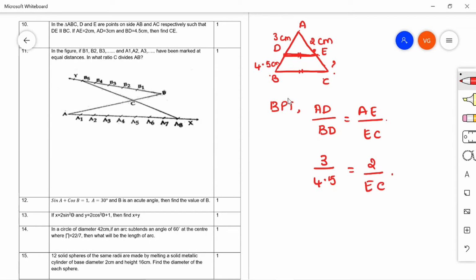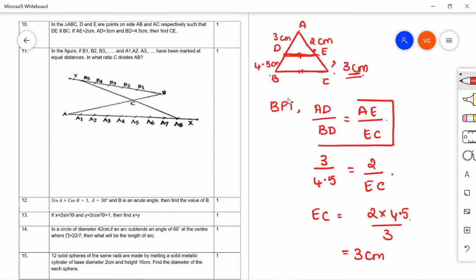So CE or EC, that is equal to 2 into 4.5 divided by 3. It's 9. 9 by 3 is 3 centimeter. So CE is equal to 3 centimeter. You can easily find out once you know BPT. So for writing the BPT condition, you will get half mark here, and finding the final answer, another half mark.